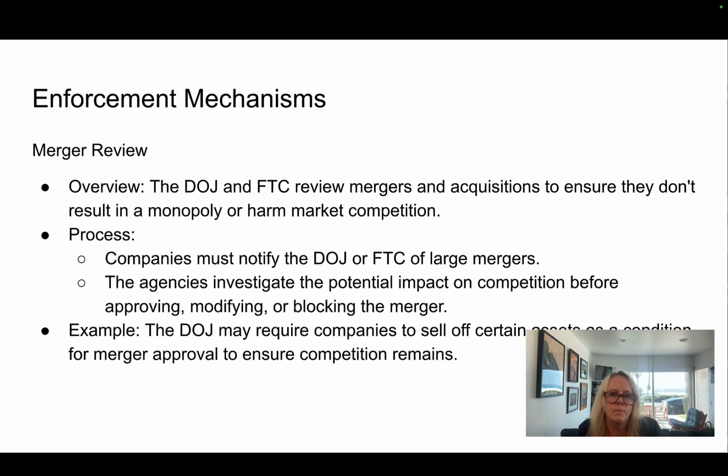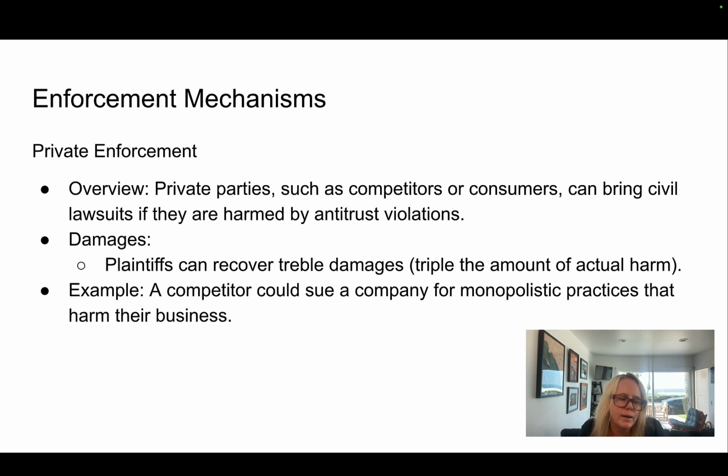In terms of merger review, companies have to notify the FTC and the DOJ of large mergers. The agencies then investigate the potential impact on competition before approving, modifying, or blocking the merger. Private parties, such as competitors or consumers, can bring civil lawsuits if they are harmed by antitrust violations. Typically, plaintiffs can recover what are called treble damages. I think we talked about those. It's triple the amount of the actual harm, so suing for $100,000 gets you $300,000 with treble damages.